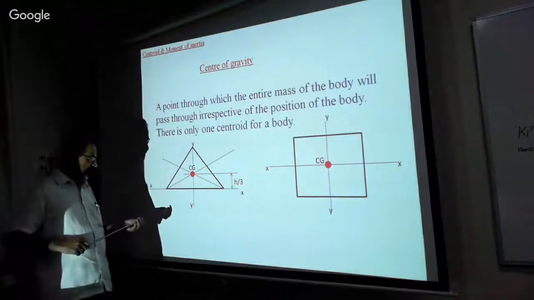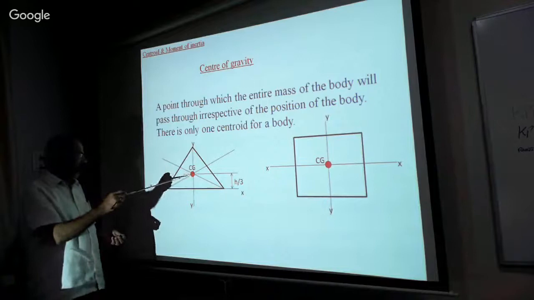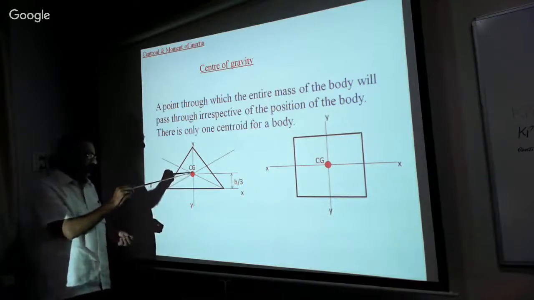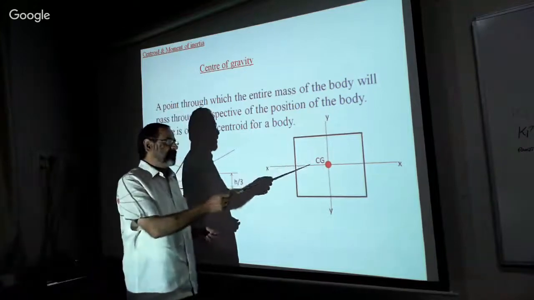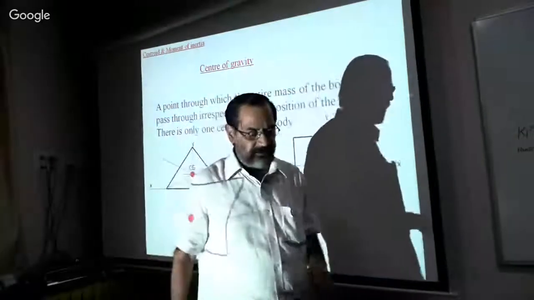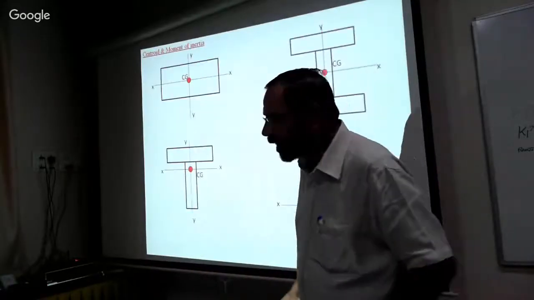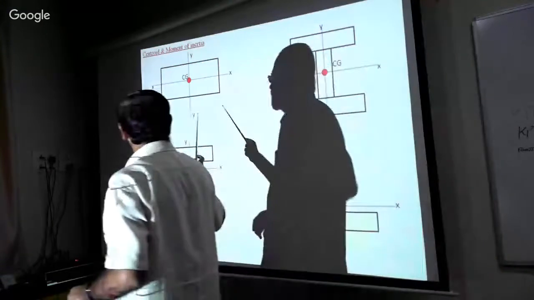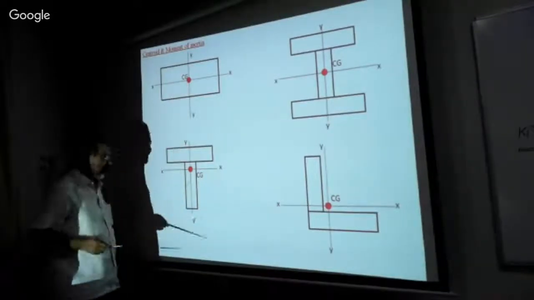It is a plane figure. So this is one triangle. This is the centroid, locating the centroid. And this is a square section. The centroid, we know, for regular sections. Now this is a rectangular section. We know how to locate the centroid. We will just join the diagonal, and we will get the centroid of the given figure.